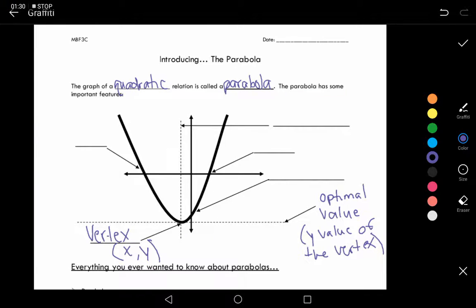The x value of the vertex, which is pointing to this other dotted line here, is what we call the axis of symmetry, which again is that x value of the vertex.